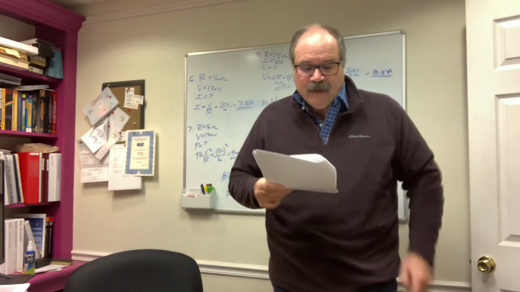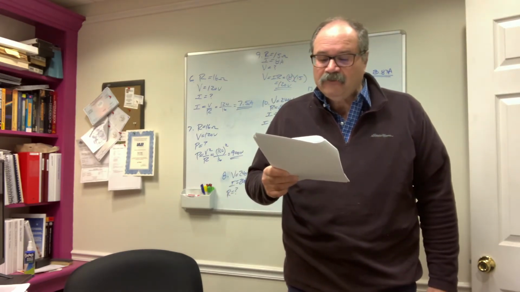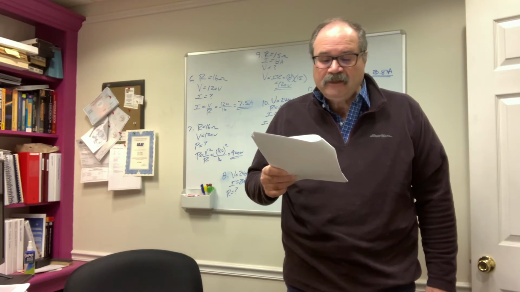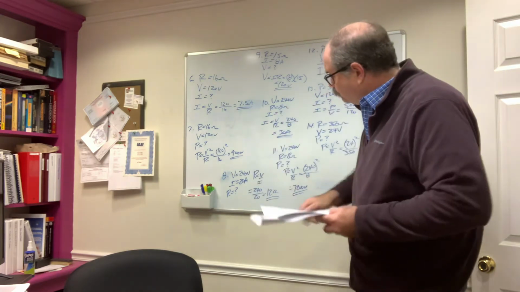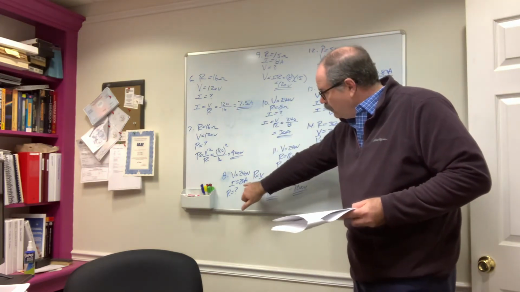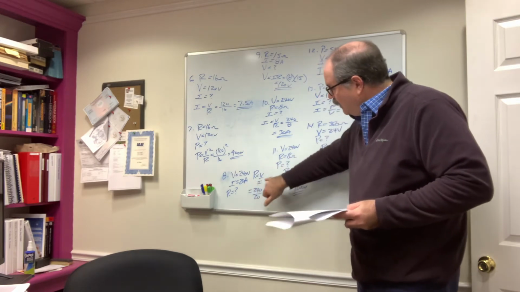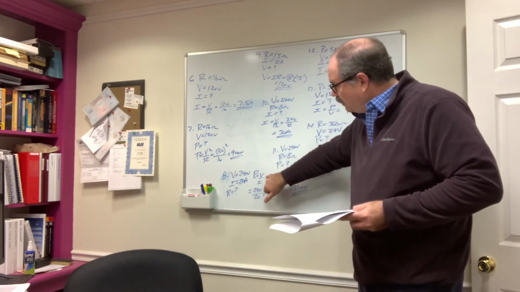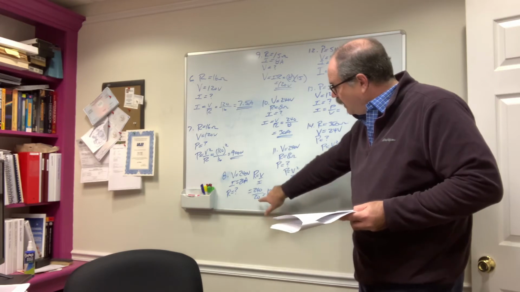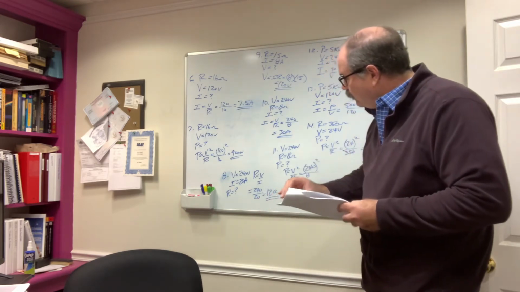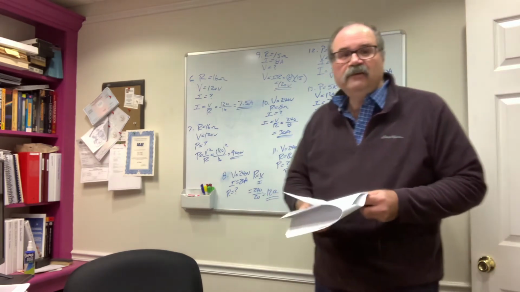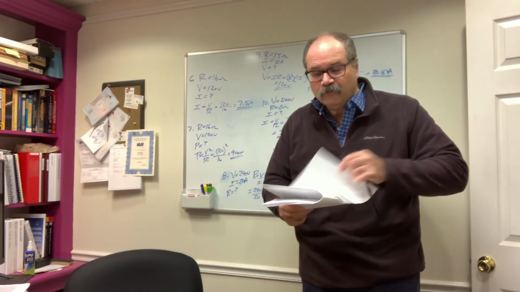Question 8. A 240 volt circuit has a current flow of 20 amps. How much resistance is connected to the circuit? Voltage of 240, current of 20 amps. Ohm's law, again, resistance R is equal to V divided by I. Plug in the numbers. 240 divided by 20 gives us a resistance of 12 ohms.